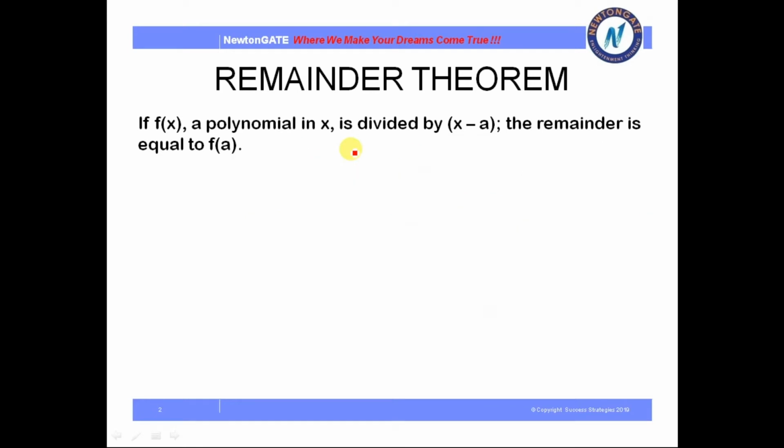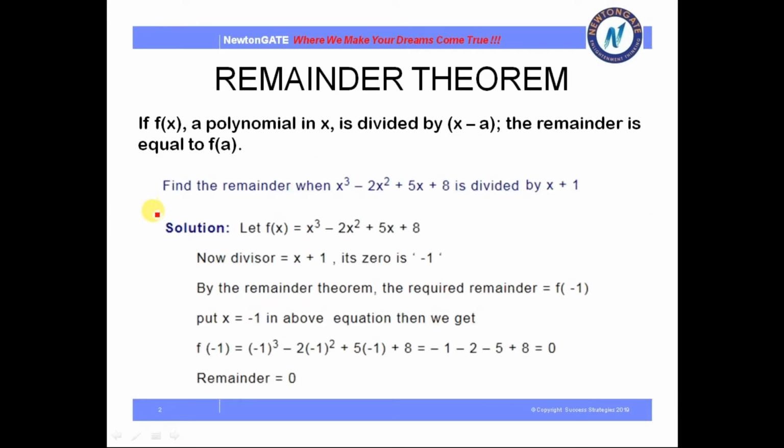So let's see an example. They have told us to find the remainder when x cube minus 2x squared plus 5x plus 8 is divided by x plus 1. This is our f of x, and x plus 1 is our x minus a. So how do we find the value of a? We take the divisor x plus 1 equal to 0. It gives us x is equal to minus 1. So the zero of the divisor is minus 1. That is the value of a.